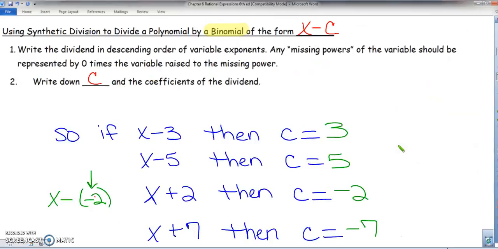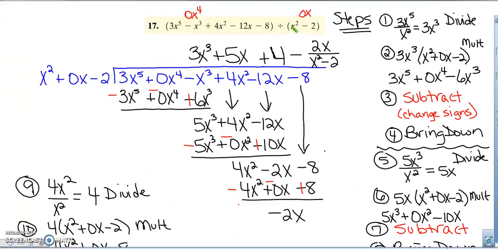All right, what we're going to show you now is another form of division called synthetic division. However, it only works if you are dividing by a binomial of the form x minus c. So in this last example, we weren't dividing by x minus c, but rather x squared minus 2. We could not use synthetic division there.